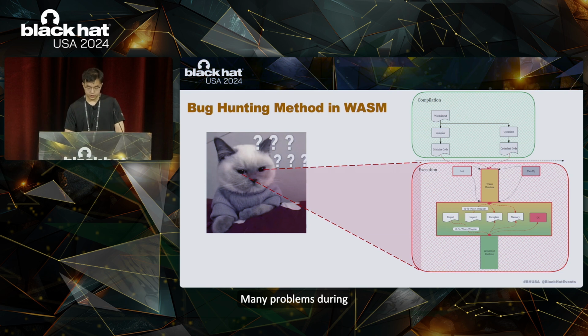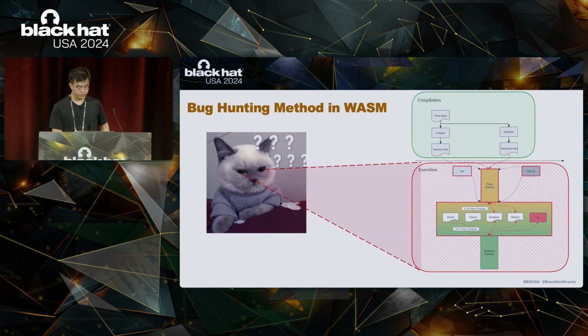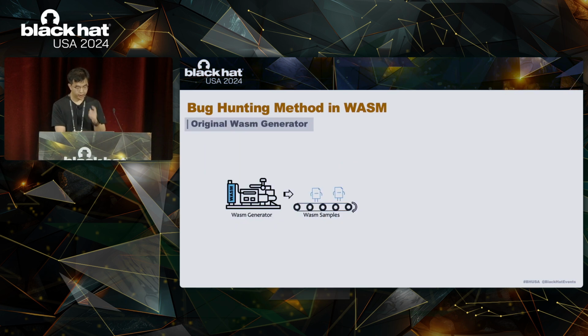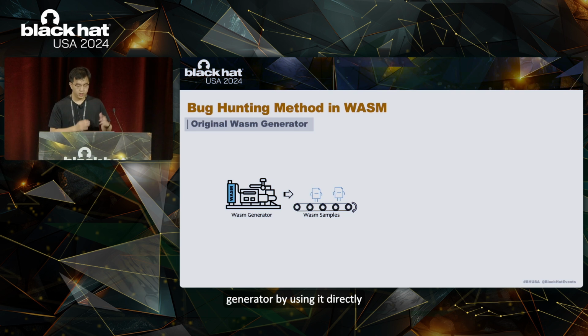I think we already know the issues that need to be focused on, right? Many problems during the execution process are actually not sufficiently tested, especially due to the increased complexity in the execution phase of WebAssembly and interaction, which is caused by the introduction of new specifications. At Black Hat Asia last year, we discussed the WebAssembly generator, but using it directly to explore the new attack surface we are addressing in this talk is obviously not suitable.